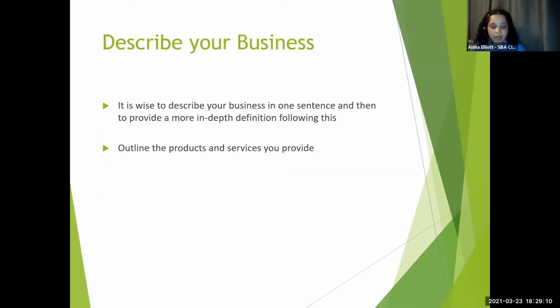The next thing to do is describe your business. So start off by describing your business in one sentence. To give you an example, eBay would be an online-based auction website, or Google is an online service that provides access to the archives of the internet.